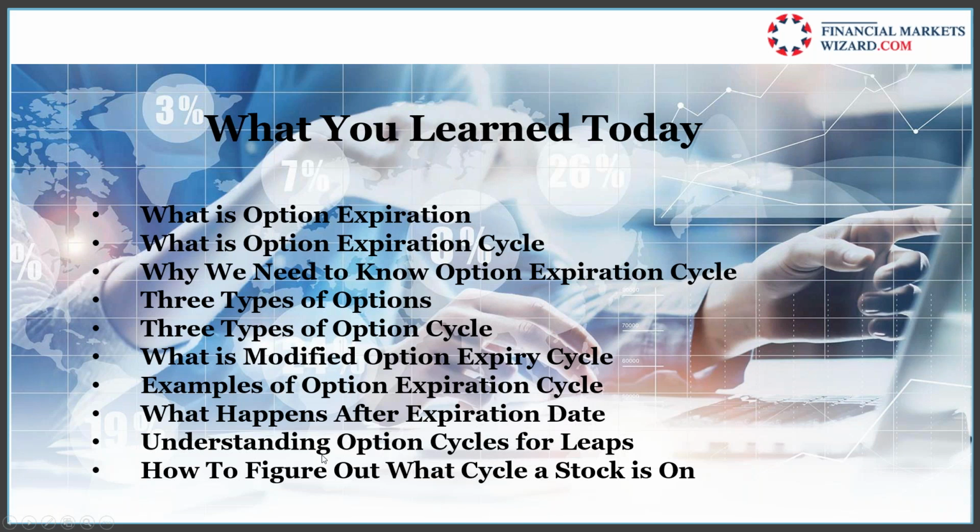And at the end, we explained the option cycle for LEAPS. Not all stocks have LEAPS. LEAPS months are added in May, June, and July. All of them have a January, and the LEAP month can become a standard option, and then a new year is also added. So we went through that concept, and lastly, we discussed how to figure out what cycle a stock is on. Just look at the fourth month of the option chain, and then you will know which cycle the stock belongs to.